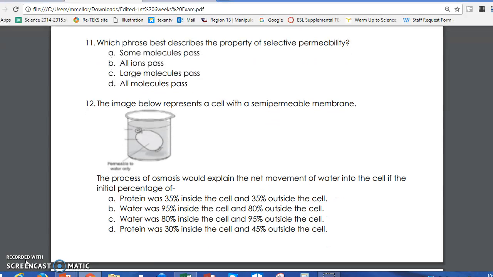Number 12. The image below represents a cell with a semi-permeable membrane. The process of osmosis would explain the net movement of water into the cell if the initial percentage of A. Protein was 35% inside the cell and 35% outside the cell, B. Water was 95% inside the cell and 80% outside the cell, C. Water was 80% inside the cell and 95% outside the cell, or D. Protein was 30% inside the cell and 45% outside the cell.